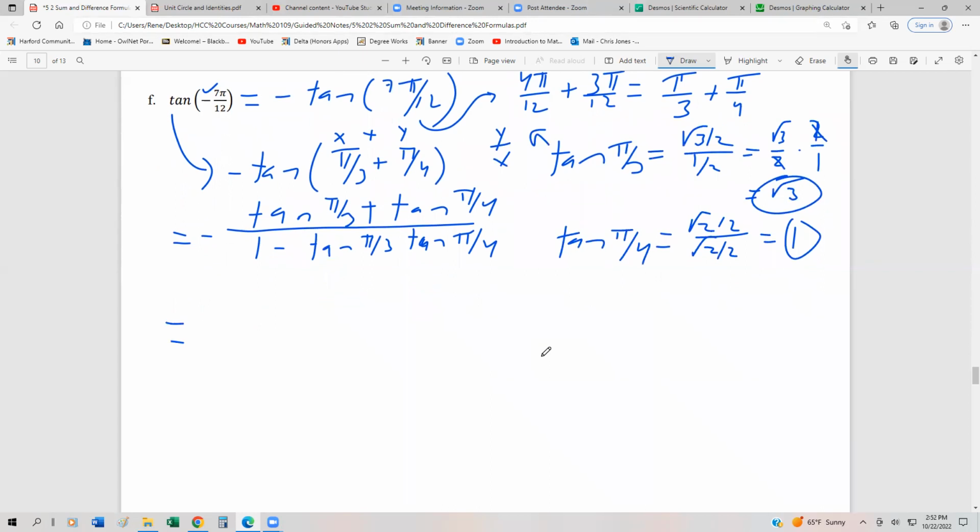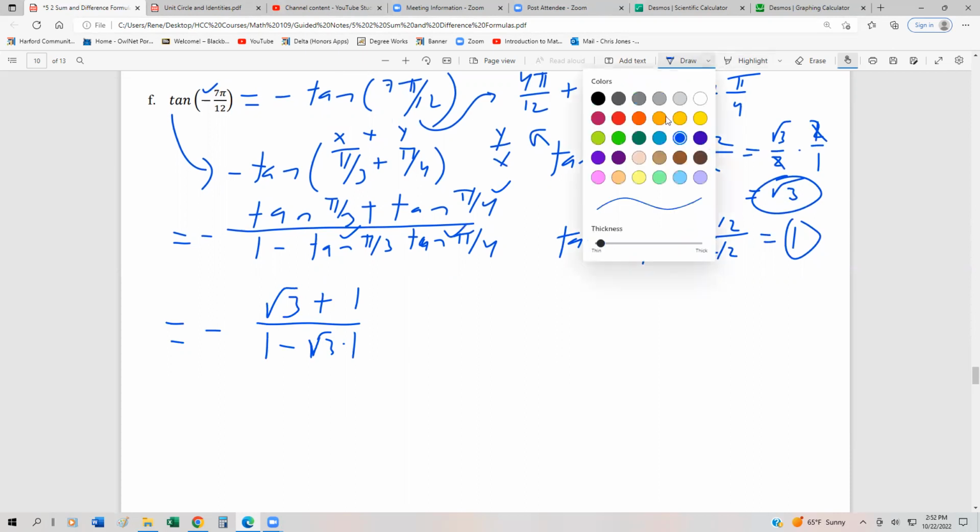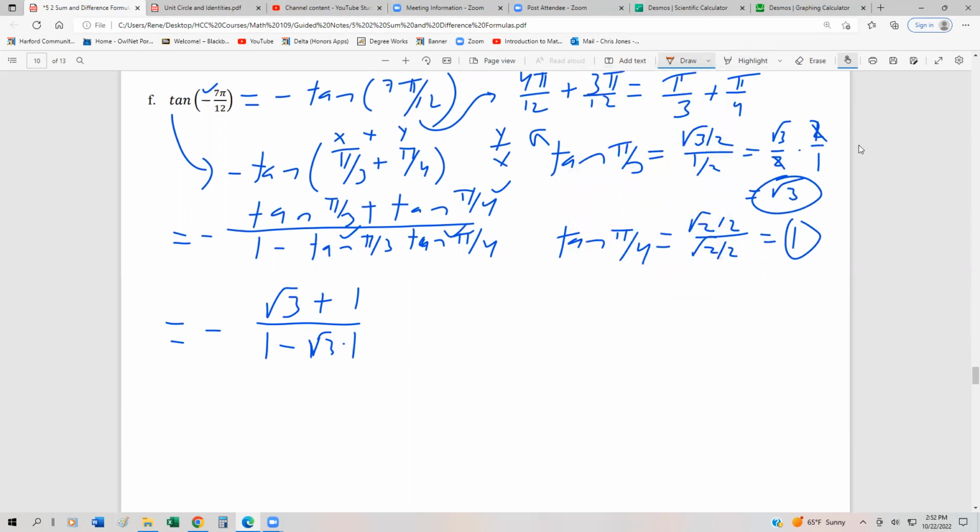And so this is now going to be the opposite of the tangent of pi thirds, which was root 3, plus 1, which was the tangent of pi fourths, and then 1 minus tan of pi thirds is root 3, and then tan of pi fourths is 1. And you might remember in the previous video that we do have to rationalize this. To rationalize it, we're going to multiply by the conjugate. The conjugate is going to be 1 plus root 3. So we're going to multiply the numerator and denominator by the conjugate.